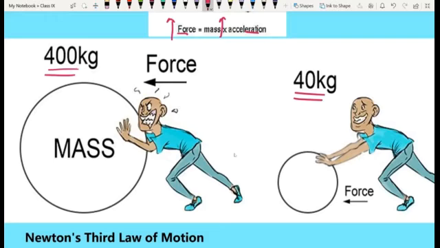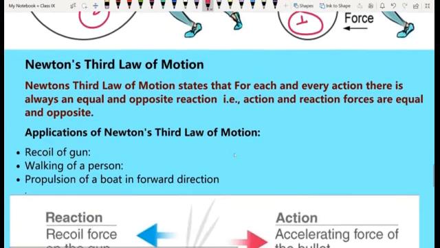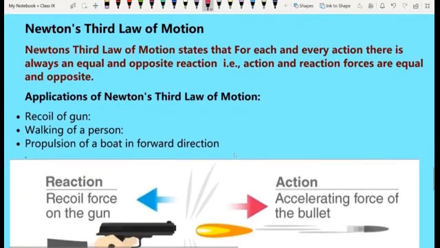Suppose he is applying the same force on object 1 and object 2. If the same amount of force is applied on both objects, the smaller mass object will gain more acceleration as compared to the higher mass object. That is due to the different momentum. So momentum must be constant. So that was the second law of motion.